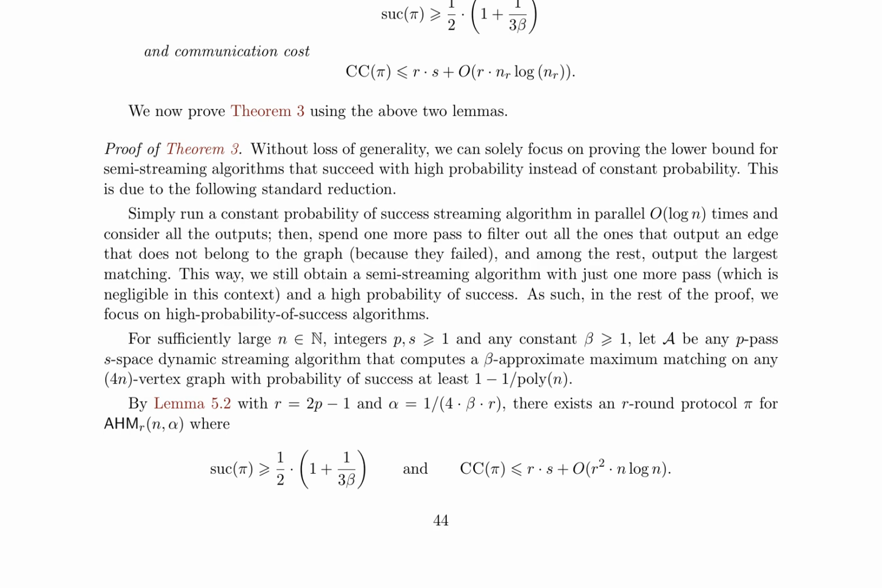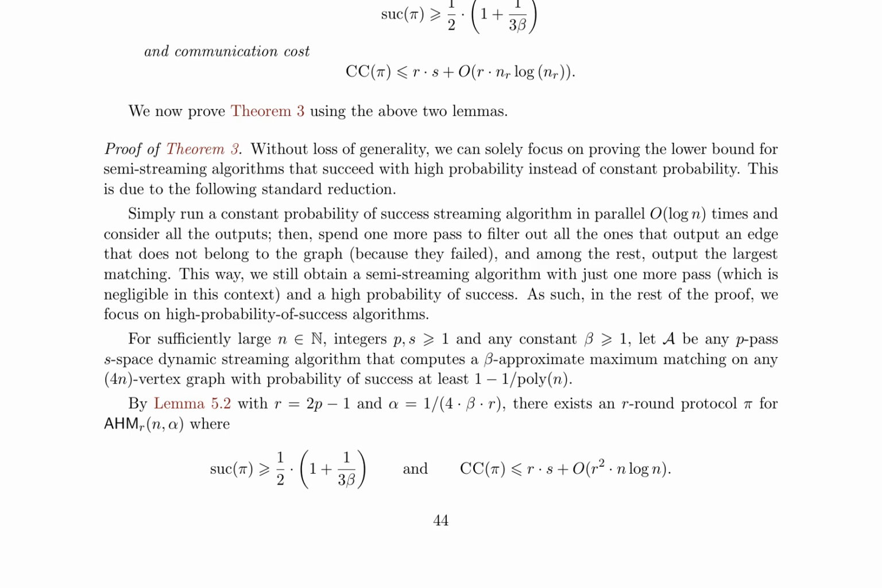The authors focus on high probability of success algorithms and show that for any r-pass, space-S dynamic streaming algorithm that computes a beta approximate maximum matching on a graph with a certain probability of success, there exists an r-round protocol pi for AHM_R with a certain probability of success and communication cost. The communication cost is bounded by a function of the number of rounds, space complexity, and input size, which is similar to the bound established in lemma 5.2. The authors conclude by noting that this lower bound applies to semistreaming algorithms that succeed with high probability, which is a common assumption in the field.